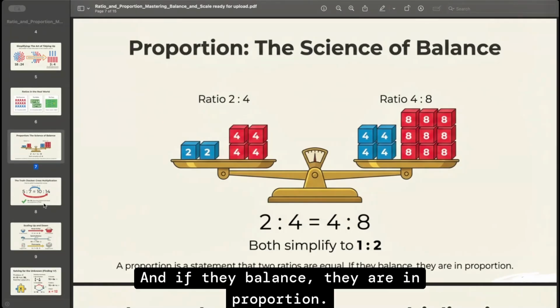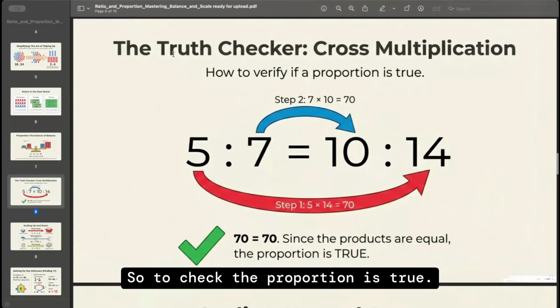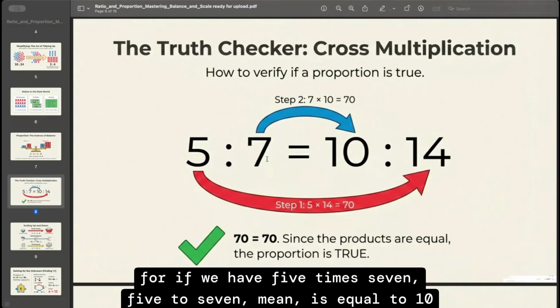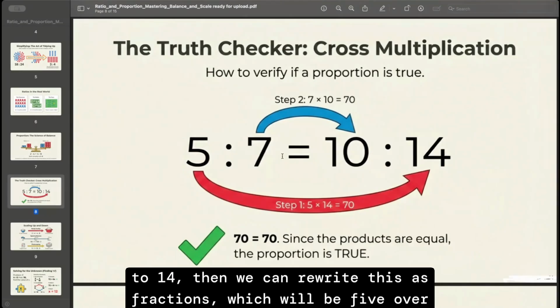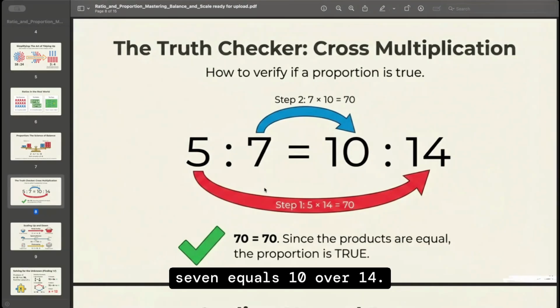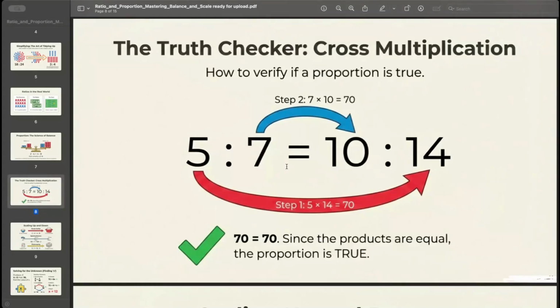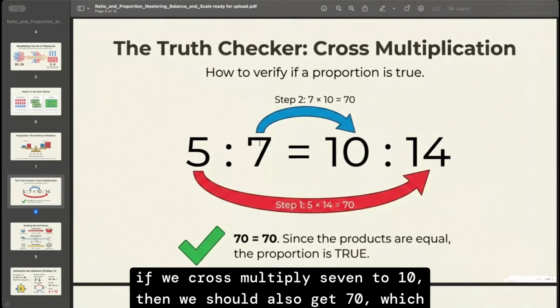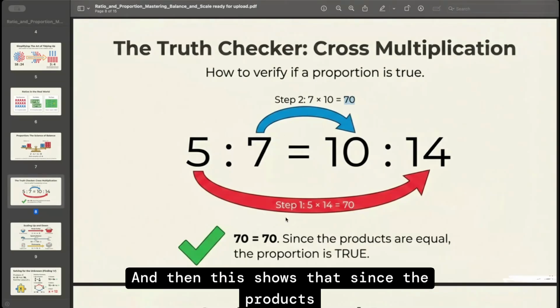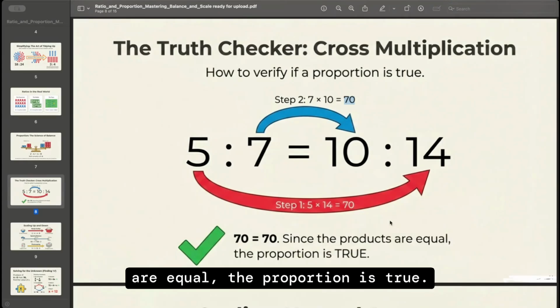So to check if a proportion is true, if we have 5 to 7 is equal to 10 to 14, then we can rewrite this as fractions, which will be 5 over 7 equals 10 over 14, and we can cross multiply. If we cross multiply 5 and 14, we get 70. And if we cross multiply 7 and 10, then we should also get 70, which in this case is true. This shows that since the products are equal, the proportion is true.